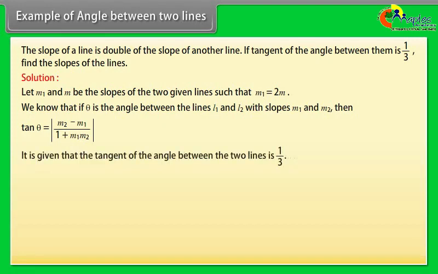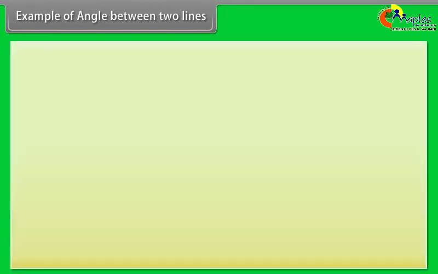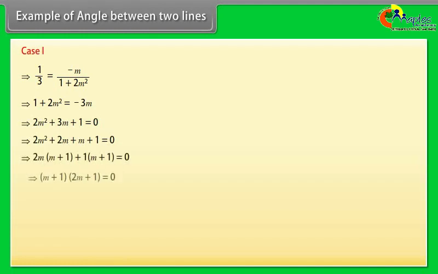It is given that the tangent of the angle between the two lines is 1 by 3. Therefore, 1 by 3 is equal to modulus of (m minus 2m) divided by (1 plus 2m into m). On solving, we get modulus of m by (1 plus 2m square). Case 1. 1 by 3 is equal to minus m by (1 plus 2m square). On solving, we get m is equal to minus 1 or m is equal to minus 1 by 2.